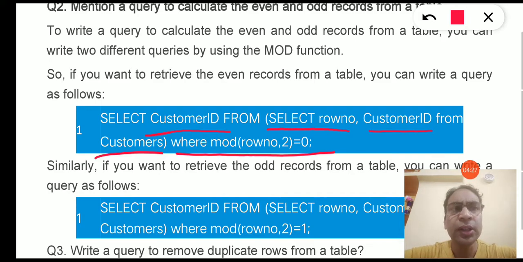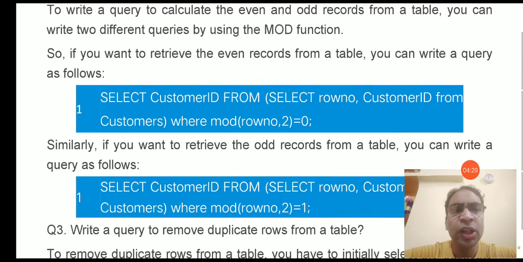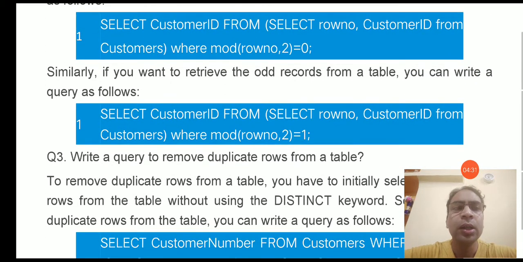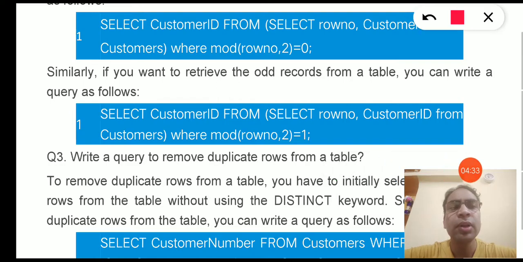And similarly, you just have to make only one change in the second query. What is that one change? You have to convert the even condition into the odd condition. That can be done just by writing mod of row number comma 2 is equal to 1.